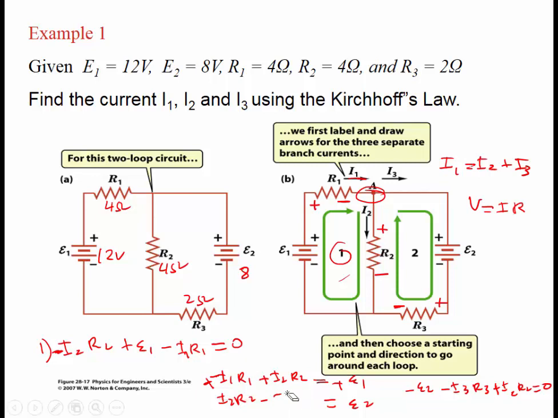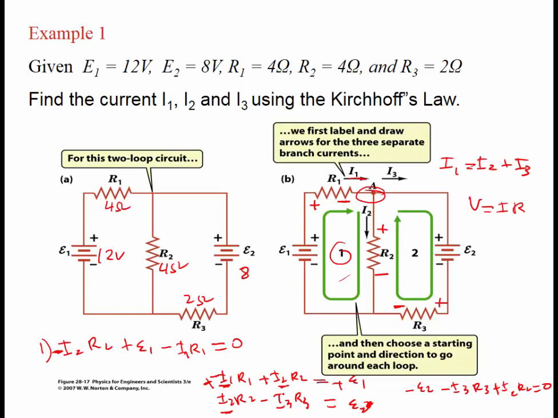Now, what you have to see, right? So this is I3 times R3, and then this is E2, right? Now, what you have to see is that the variables are not the same. So we have I1 here, we have I2 here, and then we have I2 here and I3 here, right? Now, as you can see, the variables are not common, right?